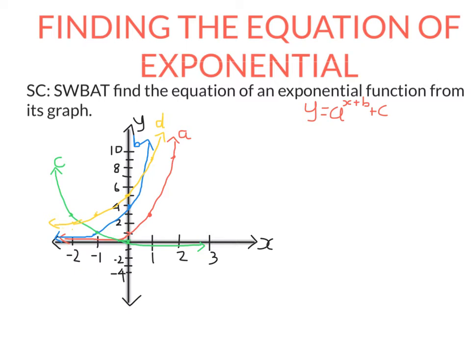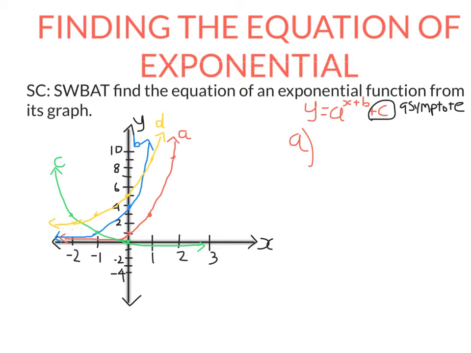So sorry, I know that my drawings don't always make it easy to see the points, but bear with me. So let's go through one by one and find their equations. Let's start with graph A. So we know it's going to be of this form here. So all we need to do is find the values of a, b, and c. So remember when we were graphing these that y equals c is the asymptote. So we can find the value of c very quickly from the asymptote.